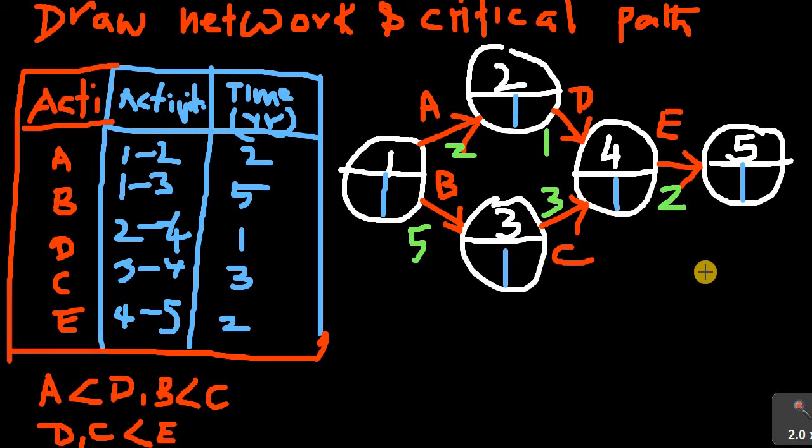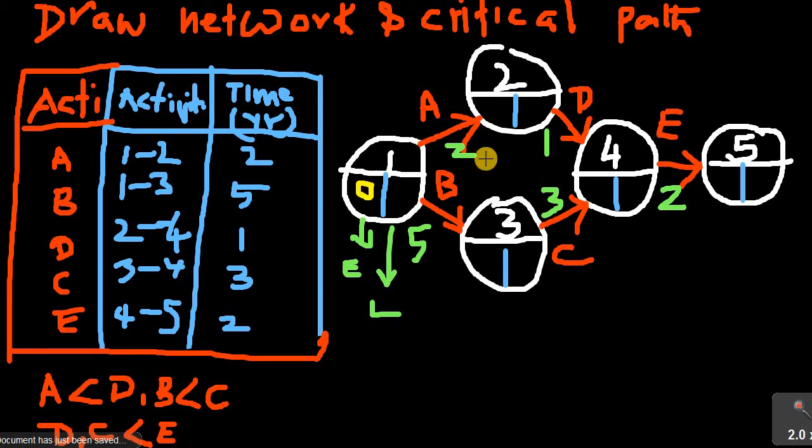The next calculation is about the earliest time and latest time. This is called earliest time, and this is called latest time. So that we will calculate now. So I am starting with 0 here.